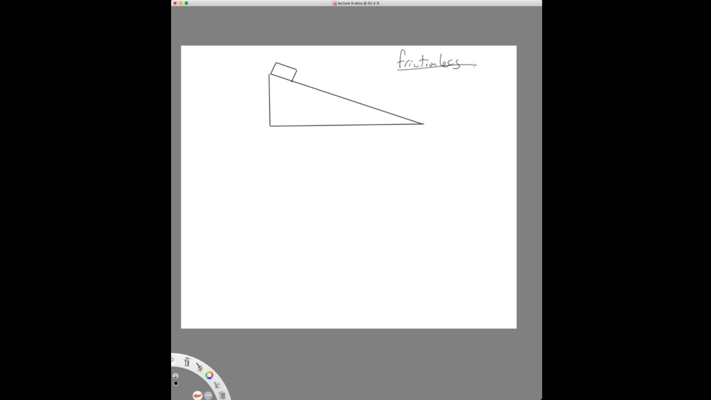So the first thing I have to do is draw in forces. I don't know if this will work or not, but let me try this. I'm going to share the blank whiteboard that you guys can draw on. So we have something like that.